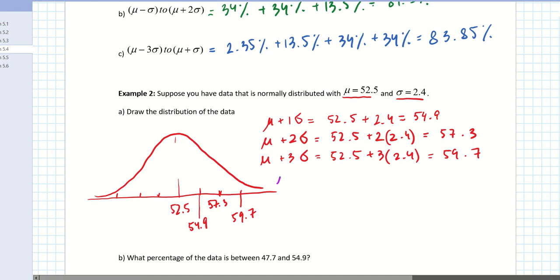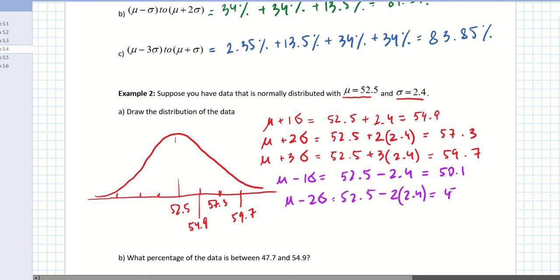We can do the negatives one as well. We can do mu minus 1 SD, which is going to be 52.5 minus 2.4, which is going to be 50.1. We can do mu minus 2 sigma, which is going to be 52.5 minus 2 times 2.4, and this equals 47.7. And let's do the third one, minus 3 sigma, which is going to be 52.5 minus 3 times 2.4, equal to 45.3.